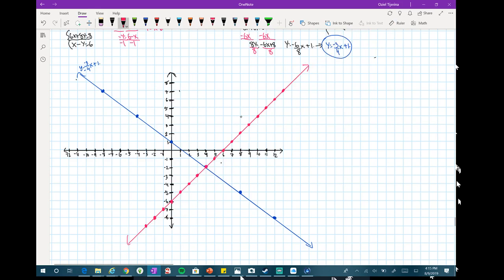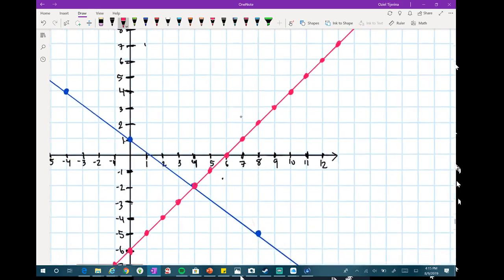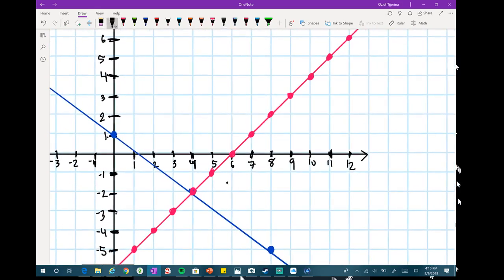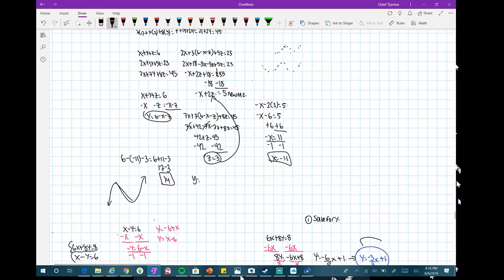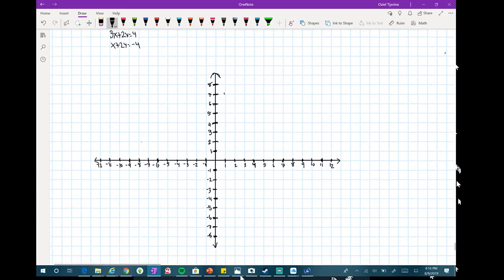And then you can see here that your solution is right there at the intersection. So you have 4, negative 2. That would be your solution for that one. And then, let's go on to the next one.